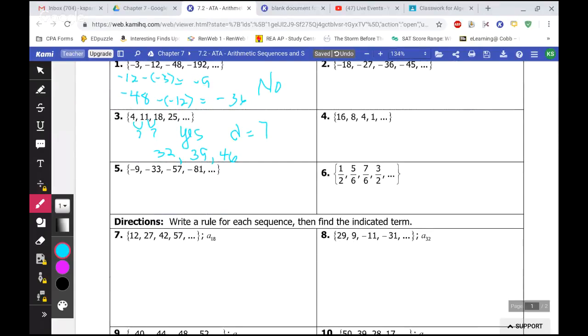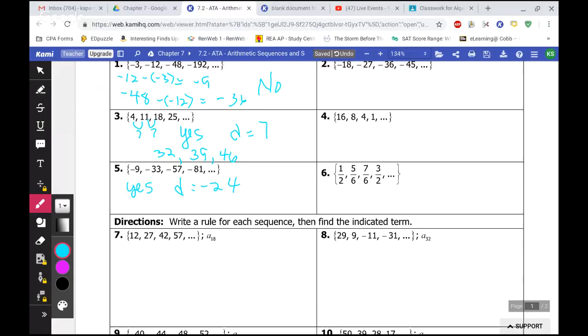The difference between negative 9 and negative 33 is negative 24. And the difference between negative 33 and negative 57 is negative 24. So this, in fact, is an arithmetic sequence with the difference being negative 24.